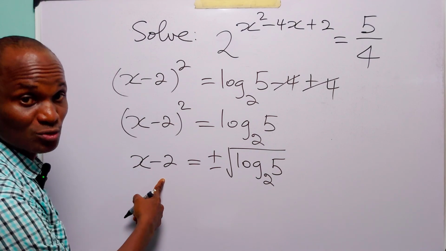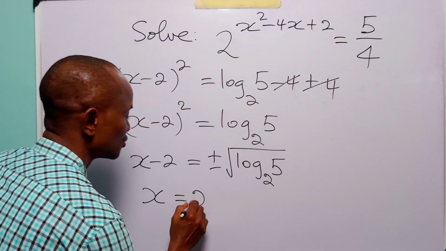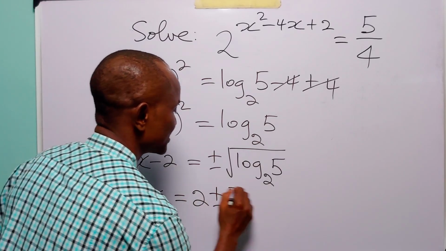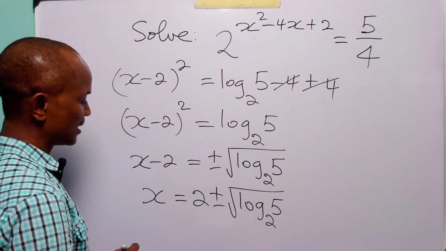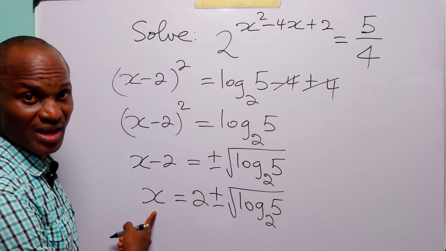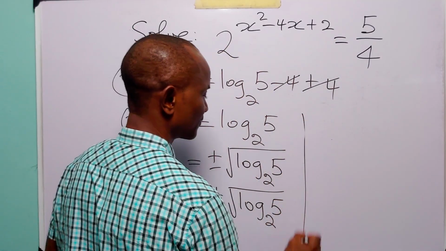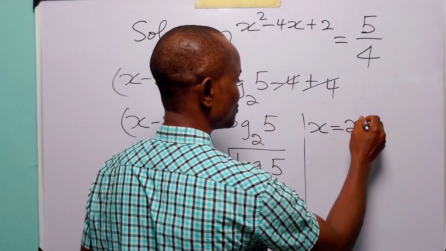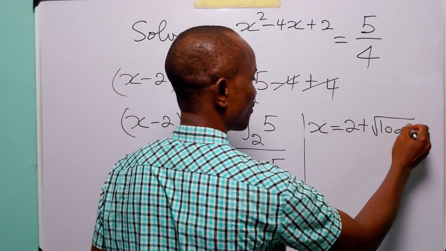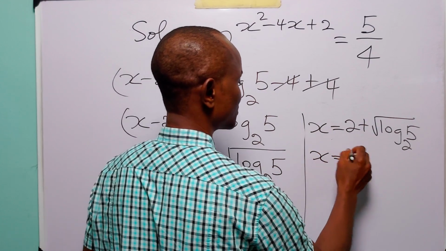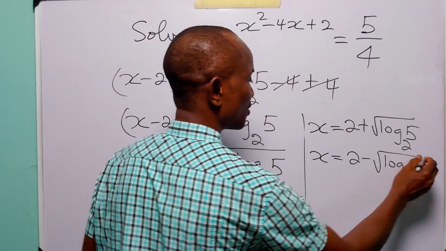Of course, adding 2 to both sides of this equation, we have that x is equal to 2 plus or minus the square root of log to base 2 of 5. Now you can see that we have two values of x that satisfy this exponential equation. We have x equal to 2 plus the square root of log to base 2 of 5, and we have x equal to 2 minus the square root of log to base 2 of 5.